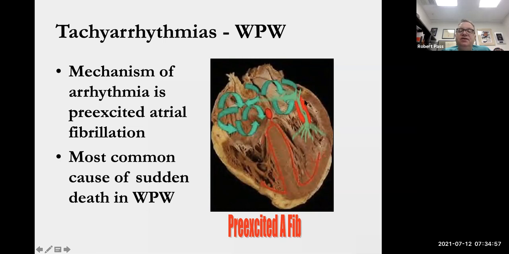And some accessory pathways can actually conduct better than the AV node His-Purkinje system, not all. So if you have a slick accessory pathway that can conduct very rapidly, what was atrial fibrillation can rapidly become ventricular fibrillation. And that is in fact the reason why we believe the rare patient with WPW dies. But it's important to understand that the reason that most people with WPW do not die is because a lot of things have to happen all at the same time badly.